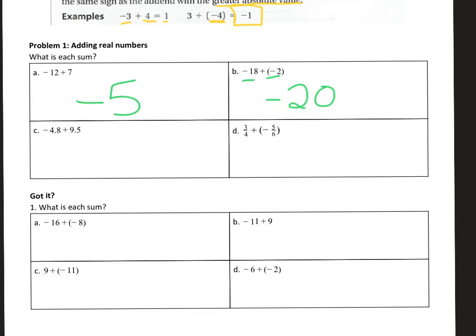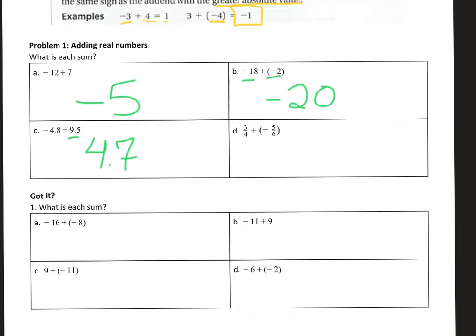For C, those are opposite signs, so I'm going to subtract them. I'm going to take 9.5 minus 4.8, which gives me 4.7. And I keep the sign of the number with the bigger absolute value. 9.5 has the bigger absolute value, so my sum is positive.